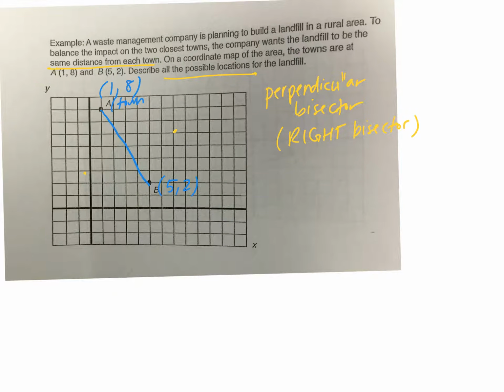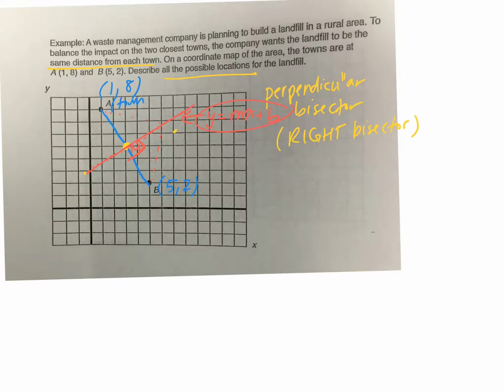So all possible locations are going to be on any point of the line that runs through the midpoint. I'm going to call this M of AB. So it bisects, so it goes halfway through AB, and it's perpendicular to AB. Any single point on this line will be the same distance from B and the same distance from A. If it's perpendicular to it, it will have the same distance. So we're trying to find the equation of the perpendicular bisector.